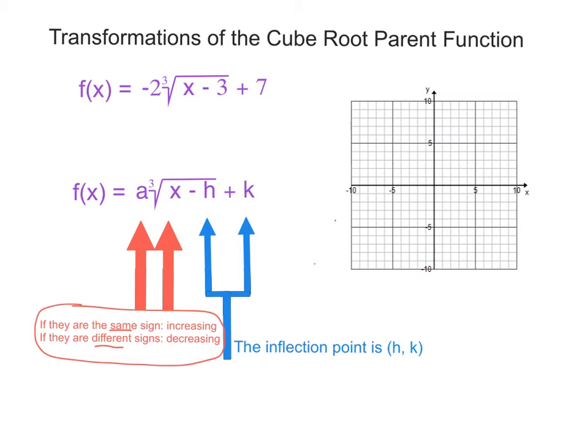Then we have the h and k values just like we did for square root functions, and h and k are determined the same way, and now we just call that an inflection point instead of a starting point, because it's just the point where the curve changes direction a little bit. Okay, so let's take a look at this example. First of all, notice that the a is negative and the sign in front of x is positive. Since these are different, it's decreasing.